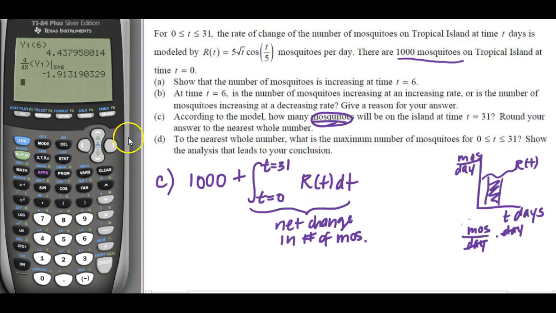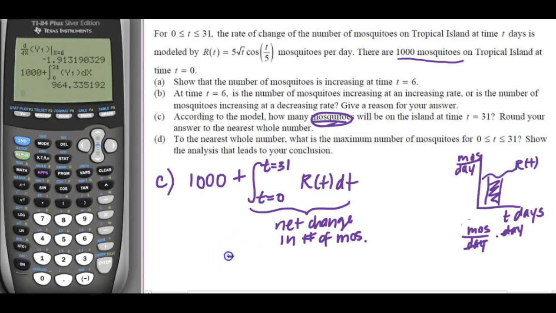So we're plugging this into our calculator. R of t has been stored for a while now, so if we want, we could jump straight to 1,000. Whoops, let's do that. So let's say 1,000 plus, and then math 9, the integral from 0 to 31, and then our function is y1, and the variable is x. So this up here means it's taking a little bit of time to compute. So our answer is 964.